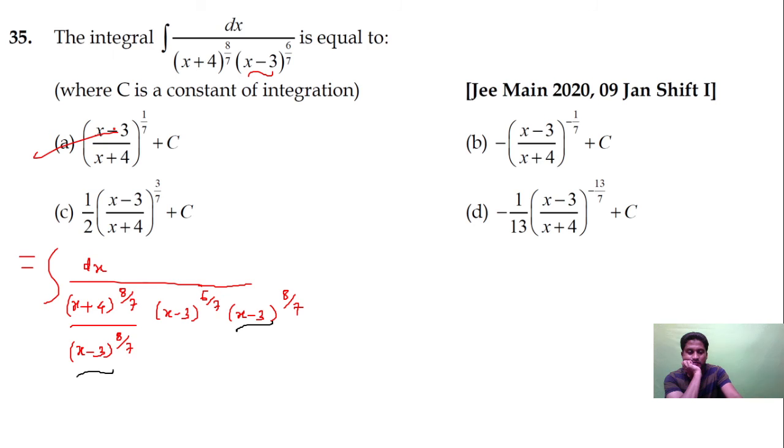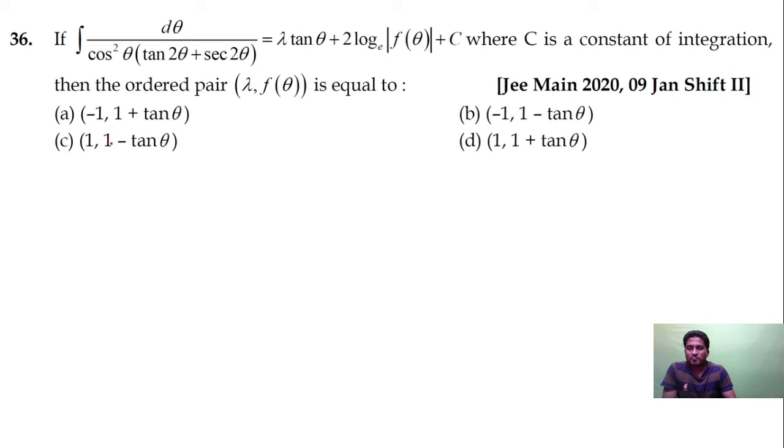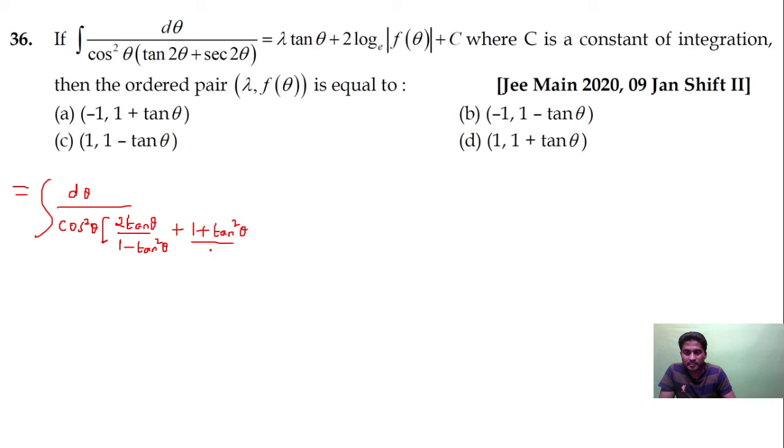Alright, guys, let's move to the next question. Integration d theta divided by, this should be equal to cos square, right? Tan 2 theta can be written as 2 tan theta divided by 1 minus tan square theta. Sec 2 theta will be equal to 1 by cos 2 theta, that will be equal to 1 plus tan square upon 1 minus tan square.